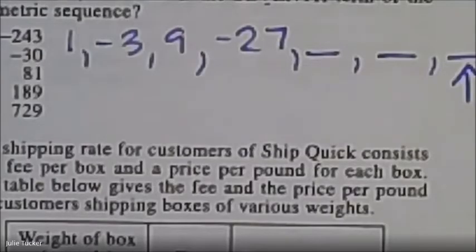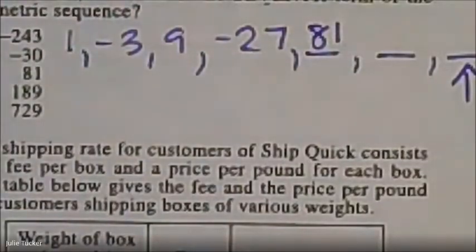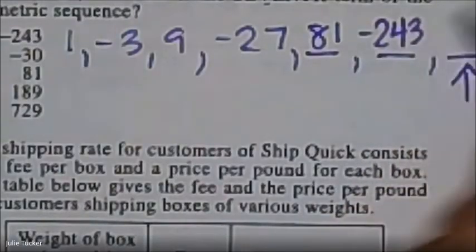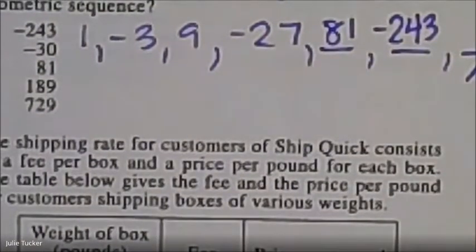-1. Good. That's what we have to do. That will give us the number 81. 81 by -1. You're doing great, Connor. That would be -243. So now let's look at their choices, okay? We're not even going to do the next thing.